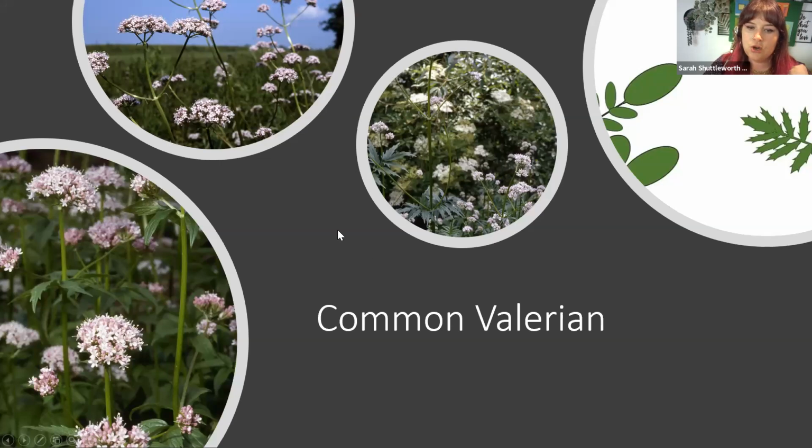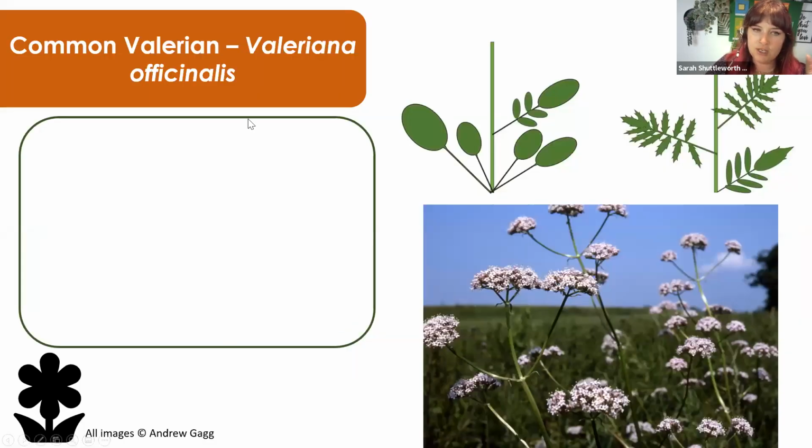Moving on to common valerian now. I think it's the last of our wildflower species at wildflower level. Common valerian often looks a bit like it might be part of the cow parsley, the carrot family, but actually it's not. It's part of the Valerian family, which is quite a small family in the UK anyway.